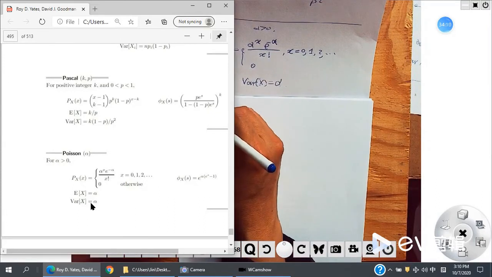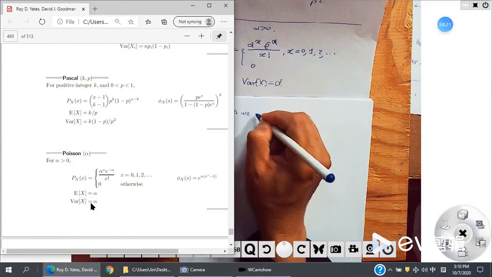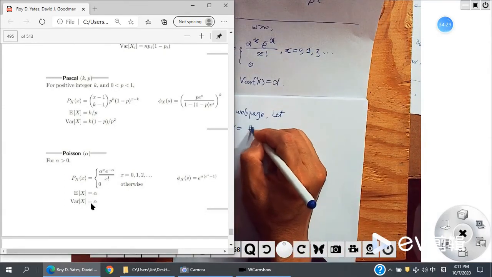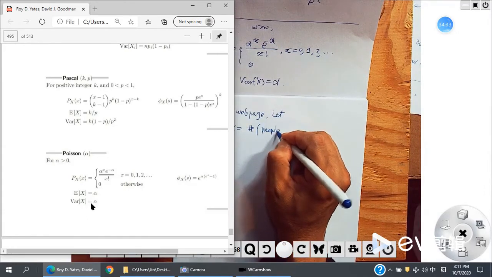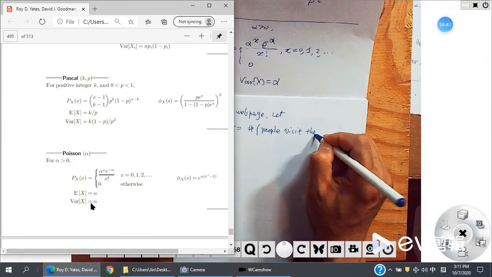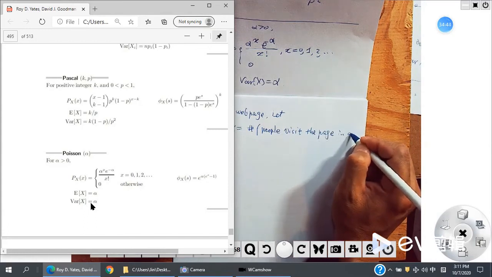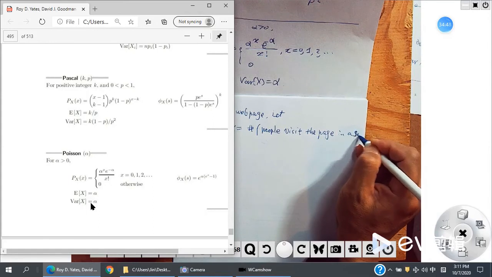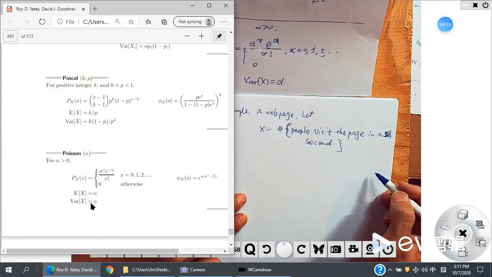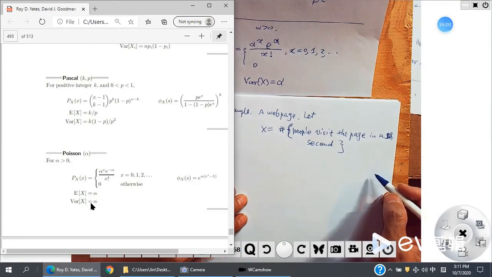Related, like, how to say, for example, a web page, then let x equal the number of people visiting this page in a second, like this. Then x will be everything like that.